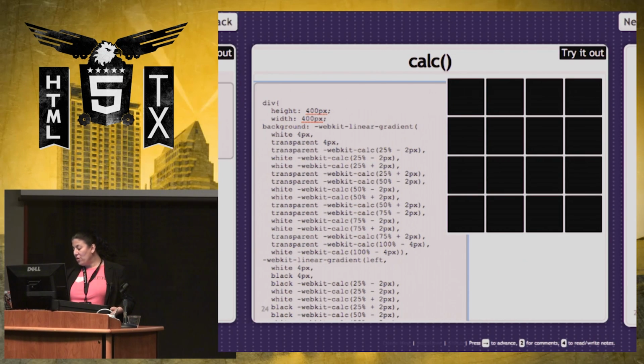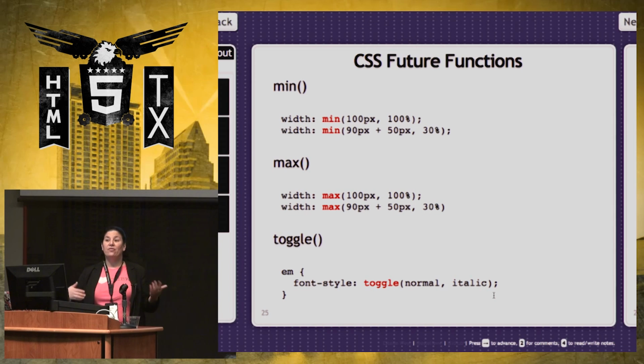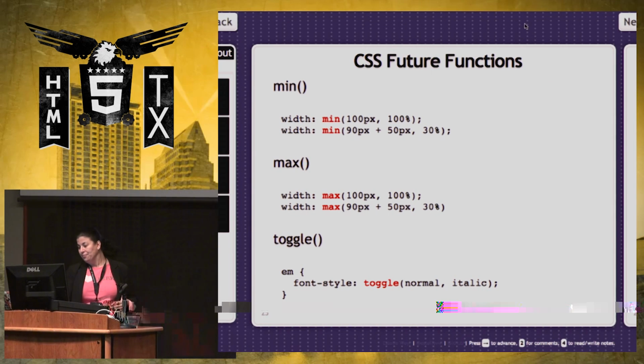We have a few more equations that are coming through. We have min, max, and toggle. So here, if an em, we find an em, we could toggle, we would first do it normal, then if an em was inside an em, we would do it italic, and then if an em was inside an em, we would do it normal, and so on. That is not yet supported, but it is in the spec, and it's coming. Okay.